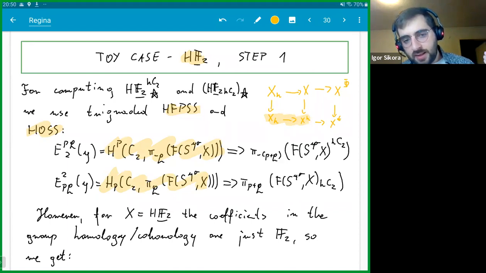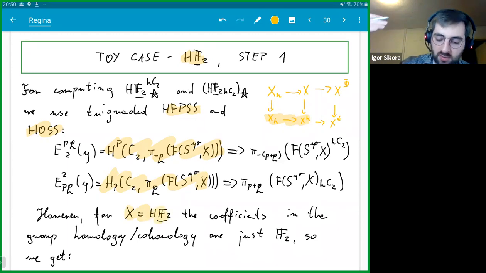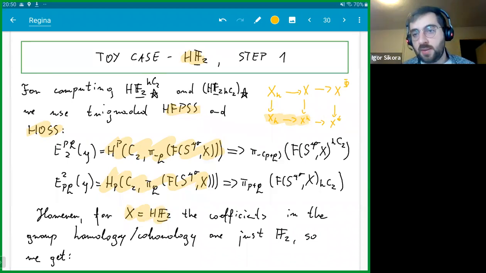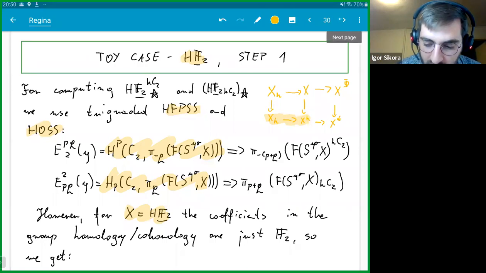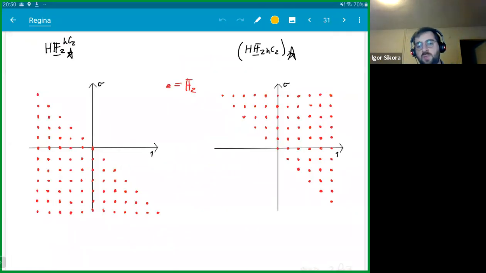So this is fairly well understood. I mean the group cohomology and homology of C2. And also, if our spectrum is F2, then the coefficients in this group homology and cohomology will just become F2, the field with 2 elements. So it turns out that we have the following pictures. These are the RO(G)-graded coefficients of the Borel completion and the free spectrum.